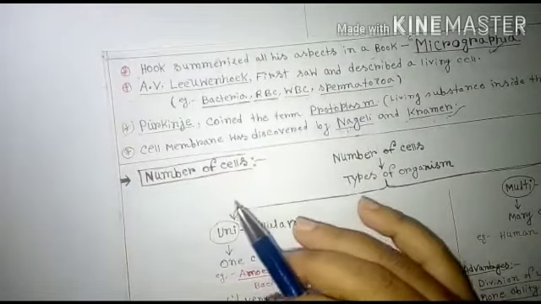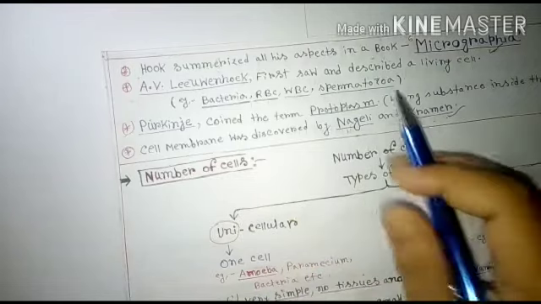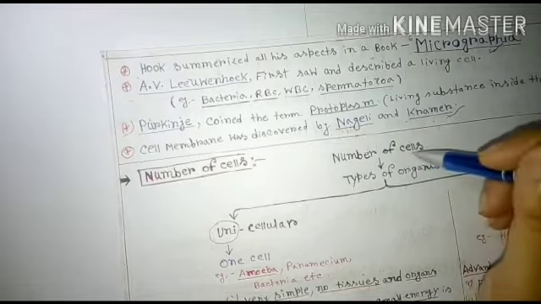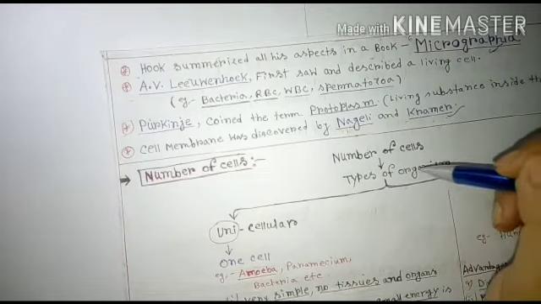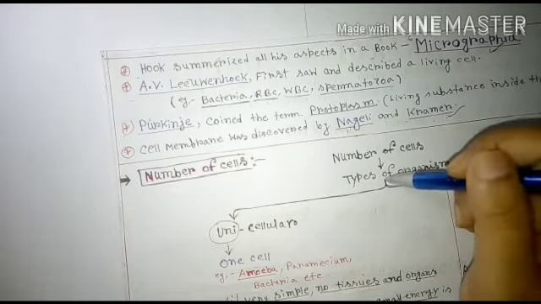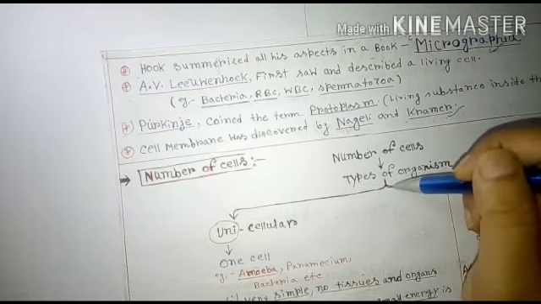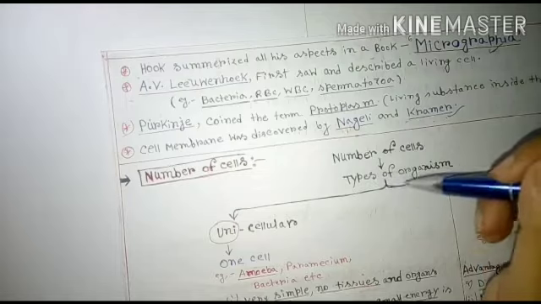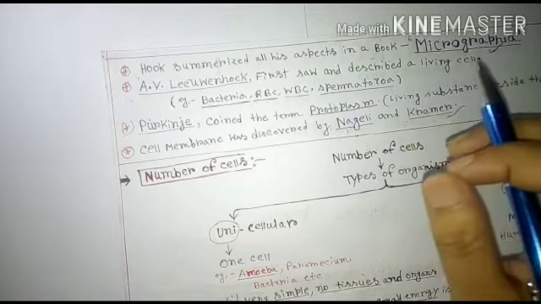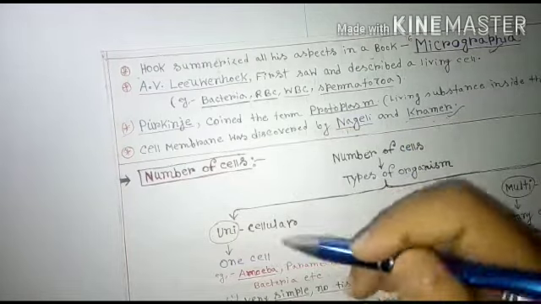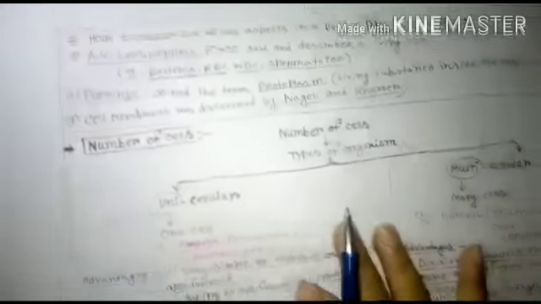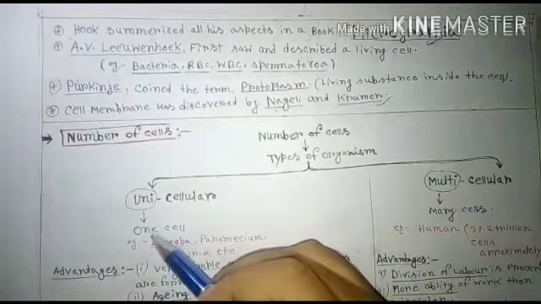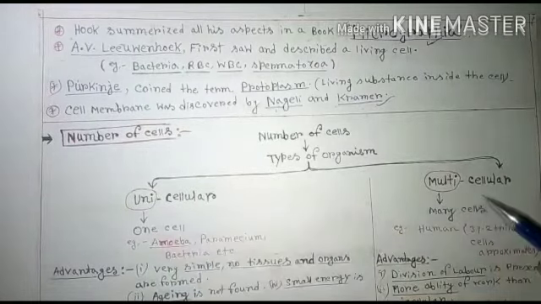Now I am going to discuss the number of cells. The number of cells depends on the type of organism. There are two types of organisms in our environment: unicellular and multicellular. Here uni means one cell, multi means many cells.